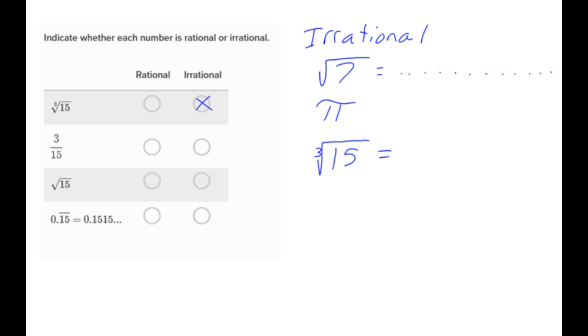The square root of 15 is irrational. 3/15, that is a fraction. A fraction and a decimal that terminates or repeats is rational. So 3/15 is rational. And 0.15, that's a repeating decimal. So that is rational. All right, let's take a look at some more.